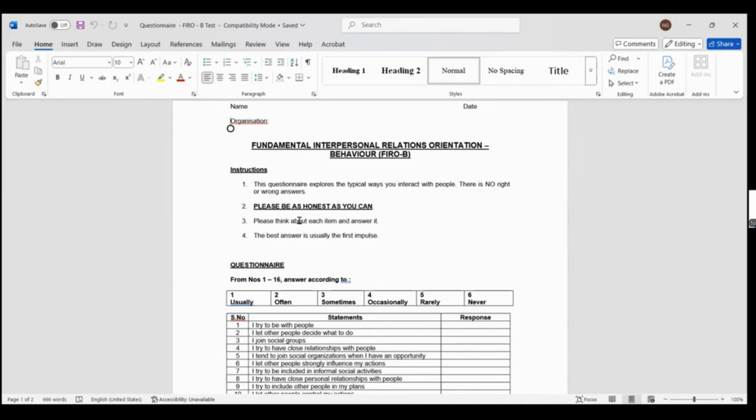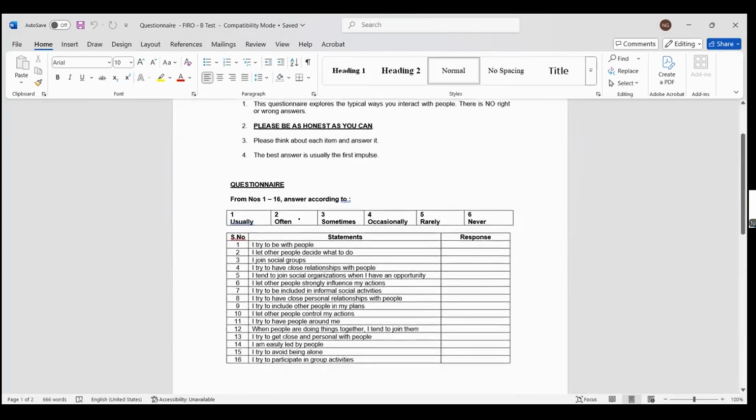Now, this questionnaire has 54 questions. Got it? You should not be taking a lot of time in answering it. It is not a thinking questionnaire. It is a questionnaire where you need to tick what it is that you typically do. What is that more in general? What do you do? Okay. Now you need to be honest when you are filling in this questionnaire.